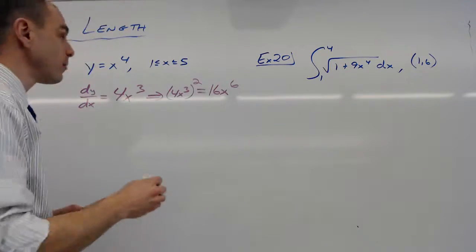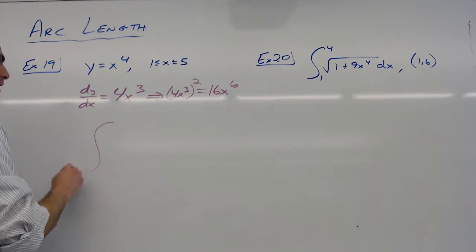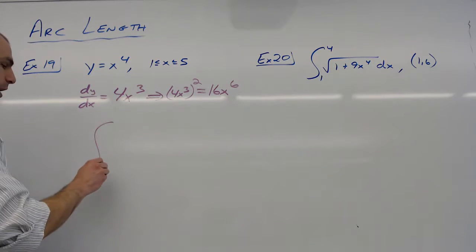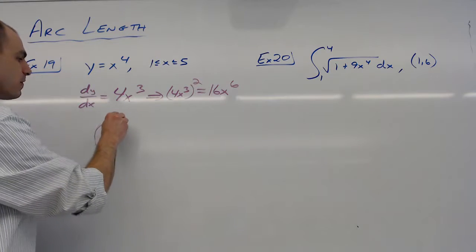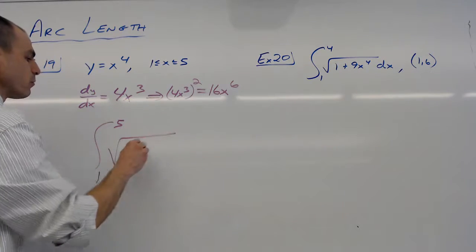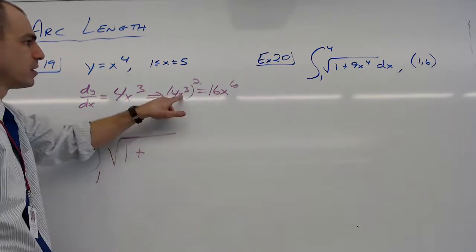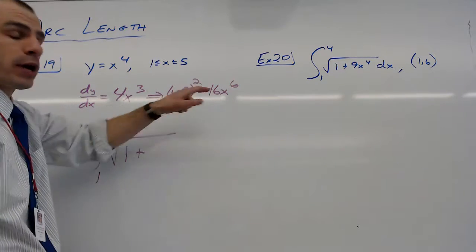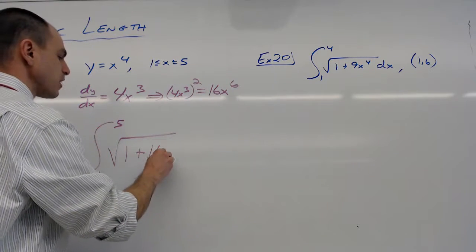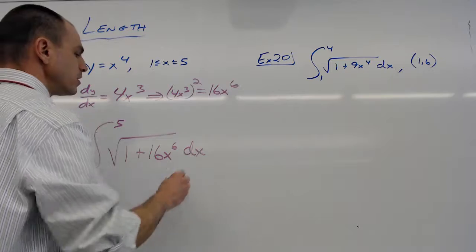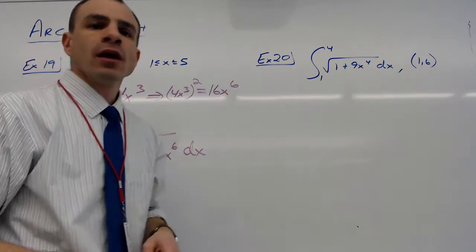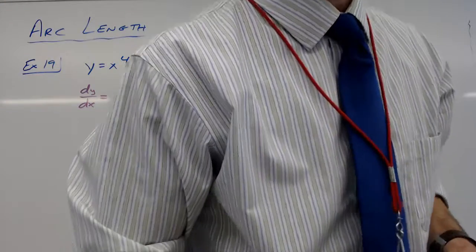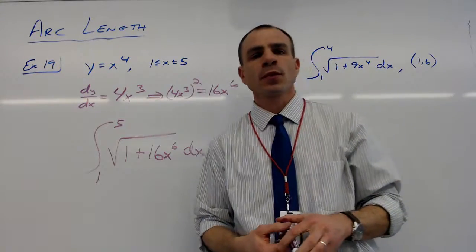All right, so now it's time to make that integrand. So we're looking at the integral symbol, and our low bound is 1, and our upper bound is 5, and then the square root of 1 plus dy dx being squared, so 16x to the sixth, and then a dx afterwards. And there's our integral. I believe, let me check, that is answer D.